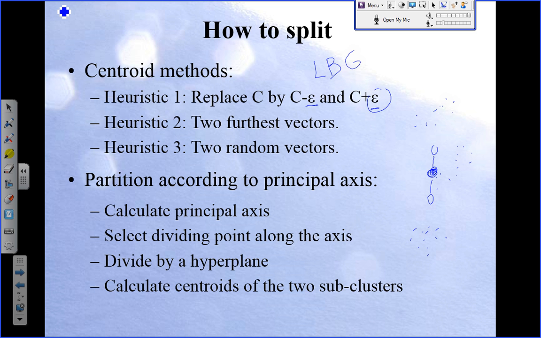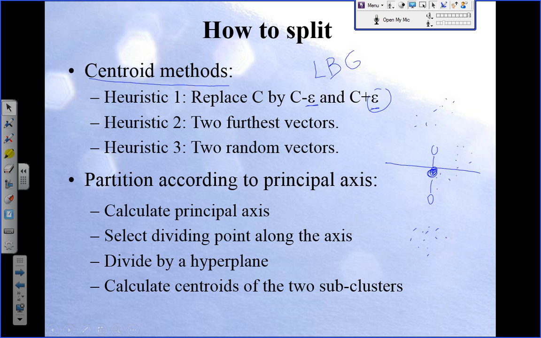So this is a centroid-based method: we take the original centroid, make a copy, put the other one there, and then apply partition according to the data, and that's how we split. So optimal partition within the cluster.